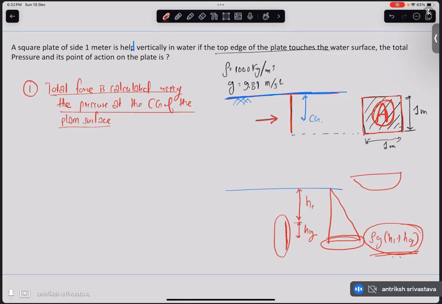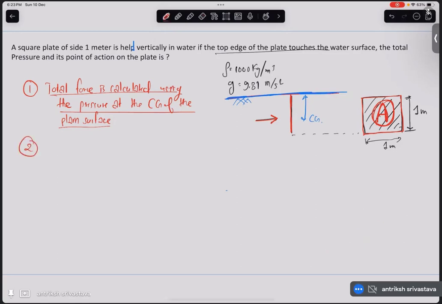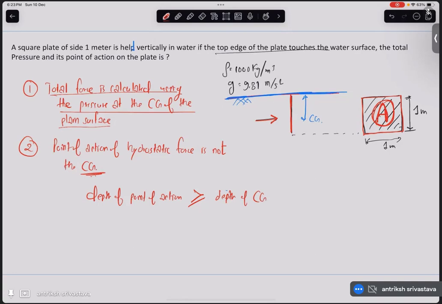Projected vertical area. All right. So this is the first point. Second point, the point of action of hydrostatic force is not the center of gravity of the particular object. In fact, the depth of the point of action is always greater than or equal to the depth of CG of the plane surface. So if we say HP is the depth of point of action, it will always be greater than, or maybe equal to, the depth of center of gravity.